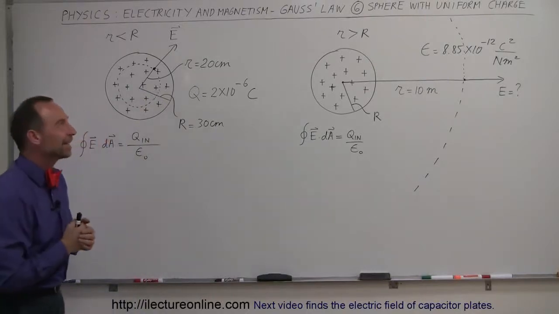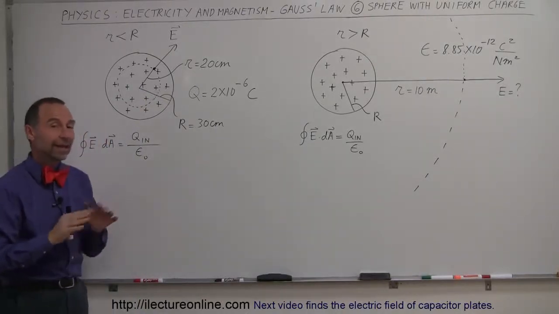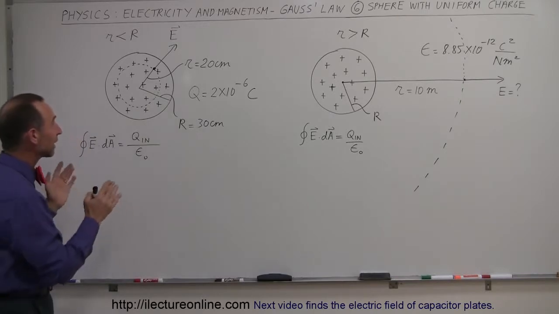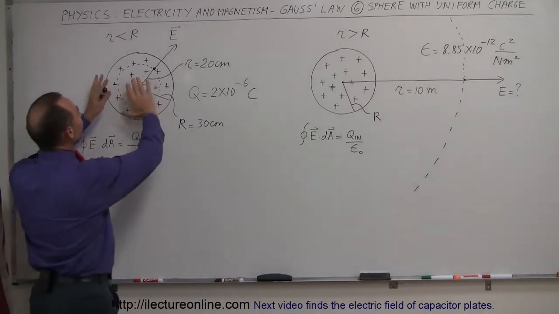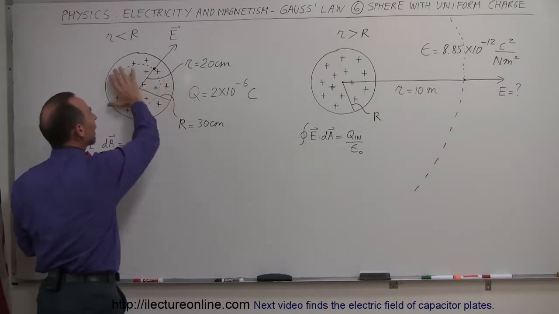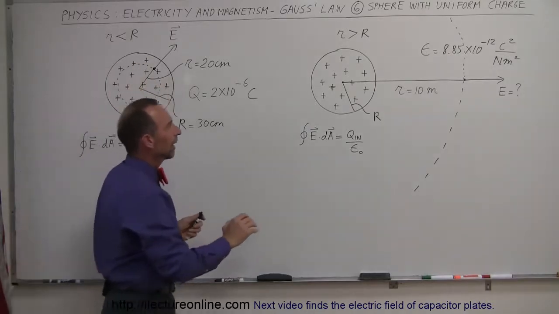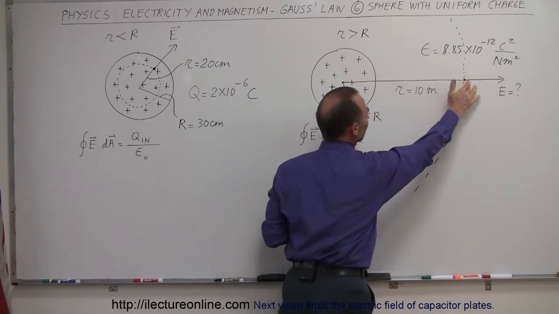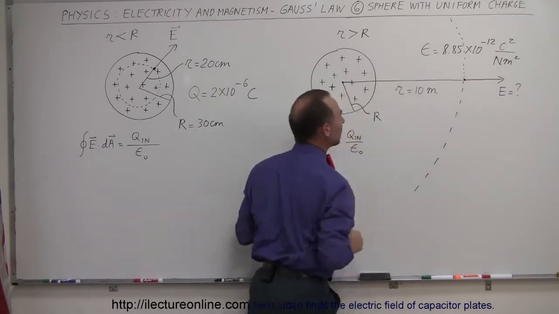Welcome to ilectureonline, and here we're going to use Gauss's law and a Gaussian surface to find the electric field inside a spherical object that has charge throughout the entire object. And here we're going to find the electric field strength outside that very same object.